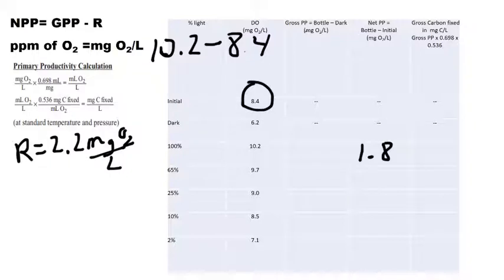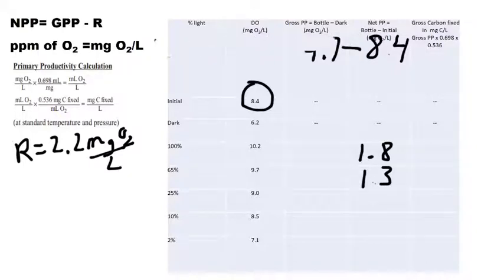We'll repeat that same kind of calculation for the 65% bottle. So for that one, it's going to be 9.7 minus how much we started with, the initial amount, 8.4, and that's going to give us 1.3. And we'll continue that same pattern for our other bottles.